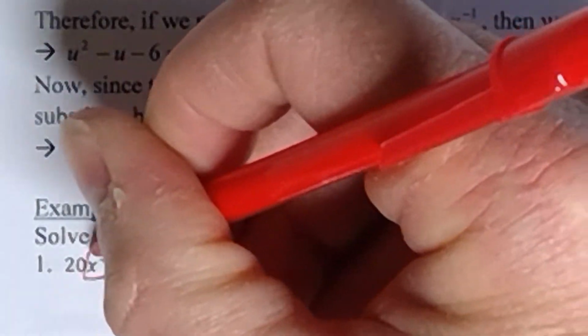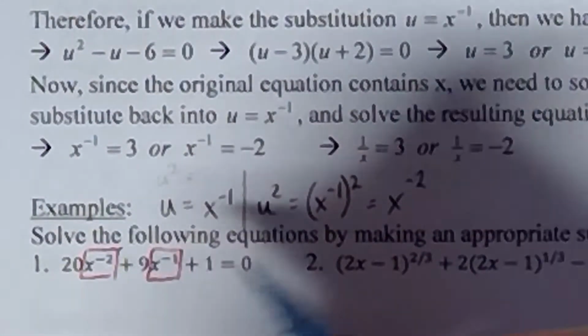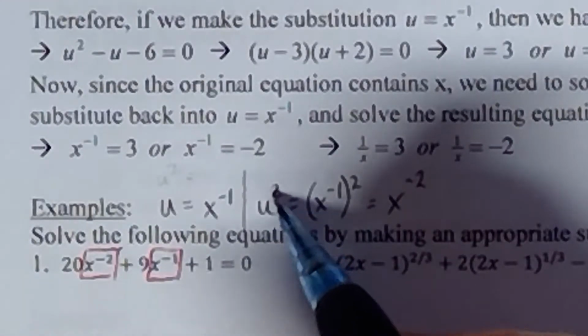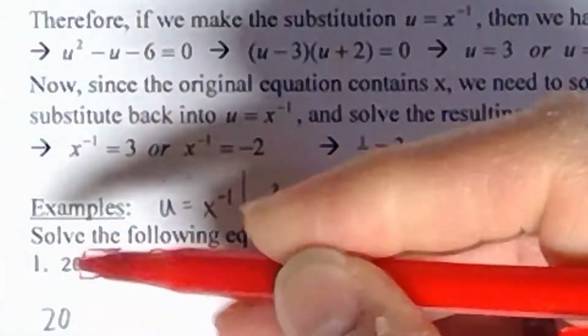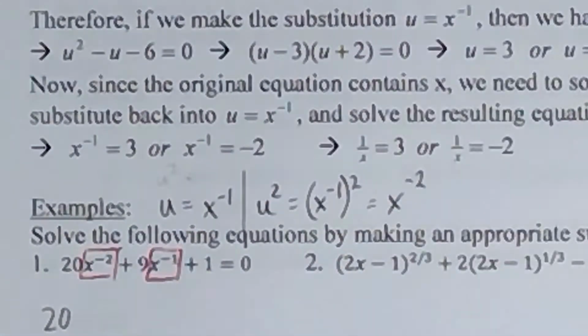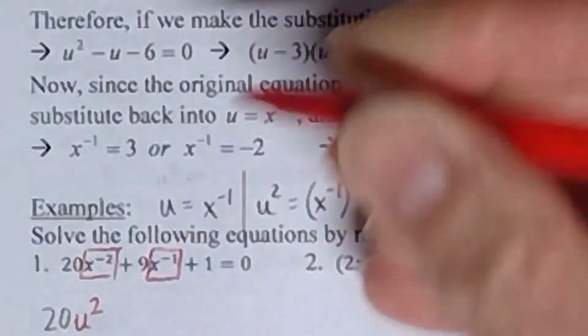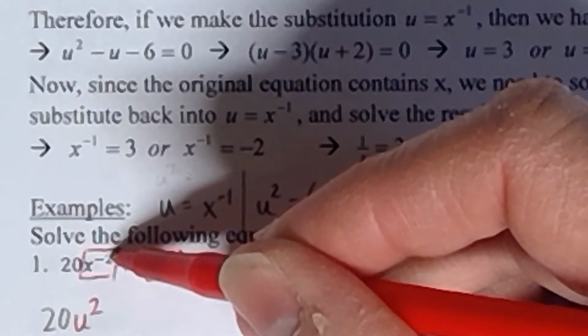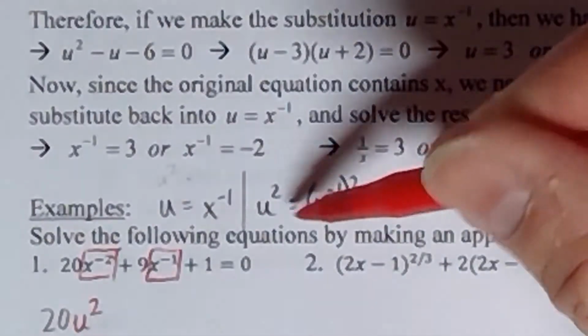Remember what I just said, we want to pick something to be equal to u so that when I square it, in other words, when I figure out what u squared is, it's also going to be in the problem. Watch what happens now that I've done that. The x to the negative 2 is now the same thing as u squared. So I can substitute, replace, same thing, the x to the negative 2 with u squared.